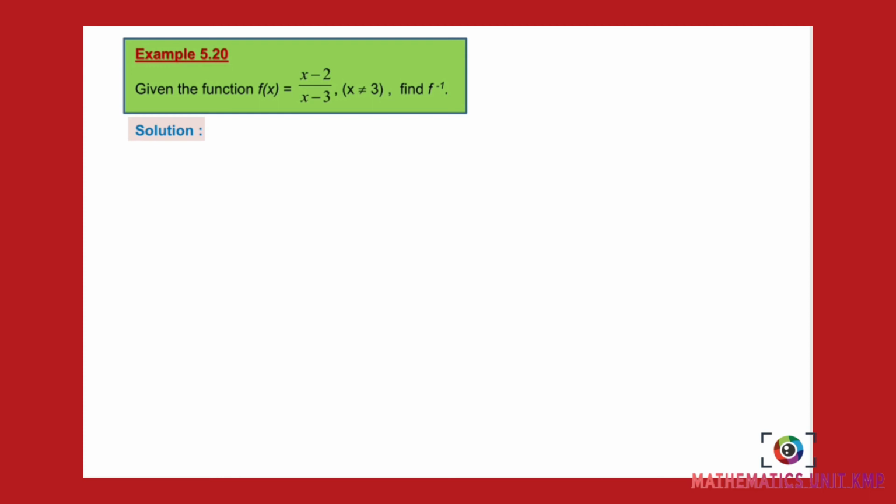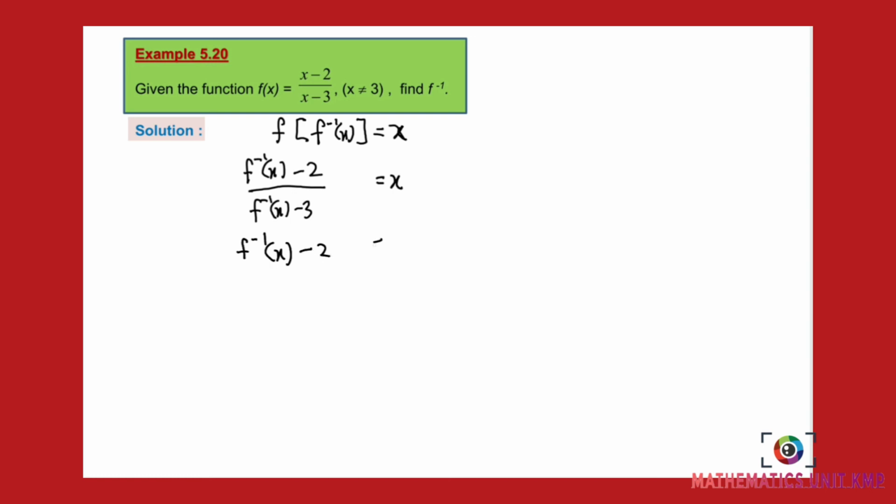Example 5.20, given the function f(x) equals (x minus 2) over (x minus 3), x should not be equal to 3, find f inverse. First, like I said before, what is the first step? You write the property. Okay, and then only then you relate it to the question. Okay, so now it becomes (f inverse(x) minus 2) over (f inverse(x) minus 3) equals x. Understand? Okay. When it is in fraction form, you have to change it so that the equation is only one line, no fraction. So you multiply x with everything to balance the equation. Understand?